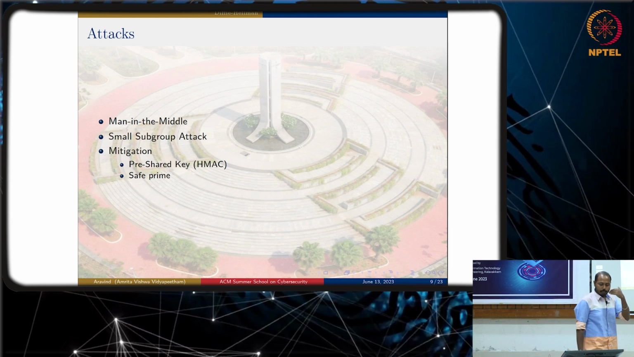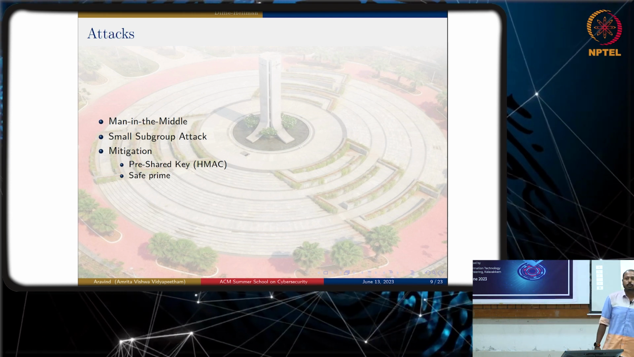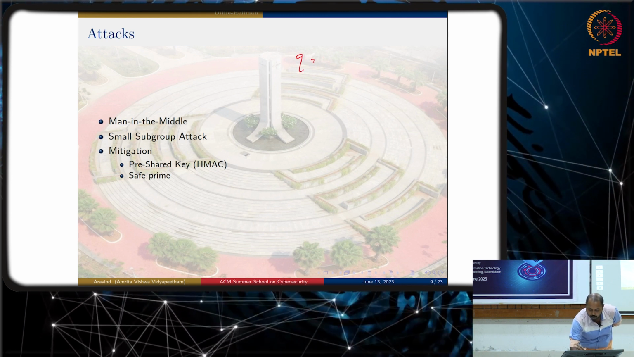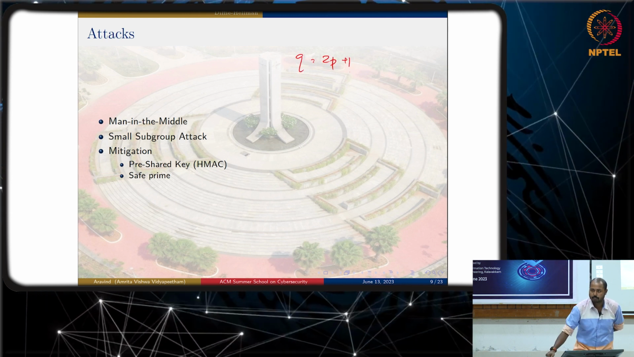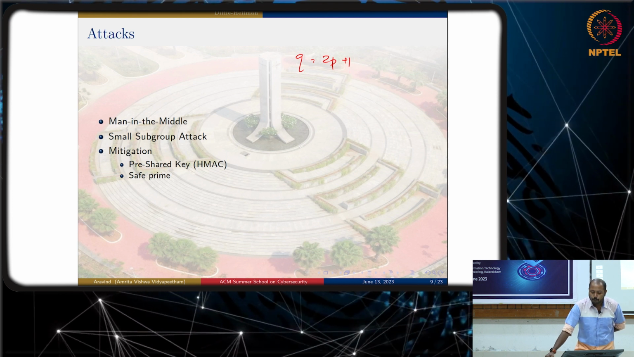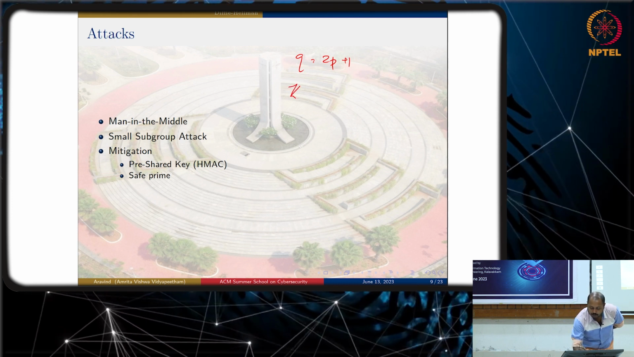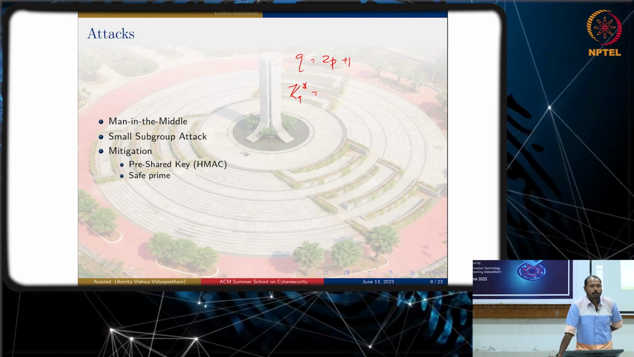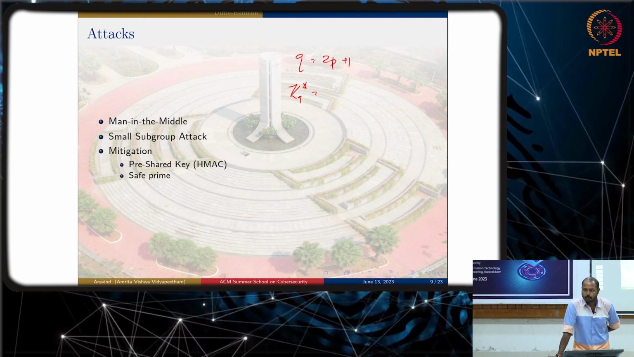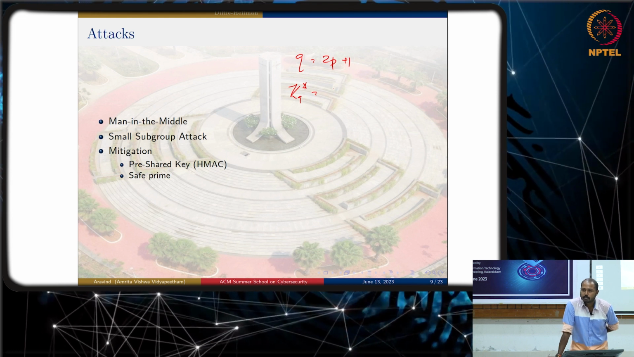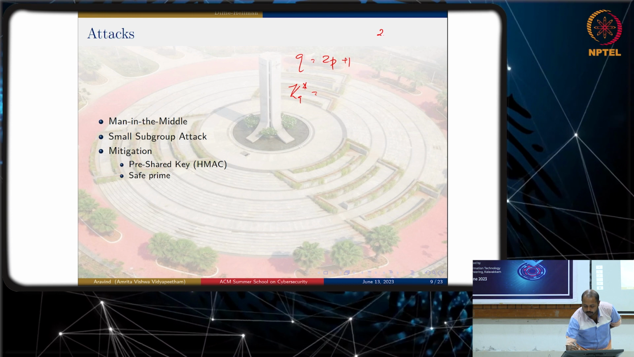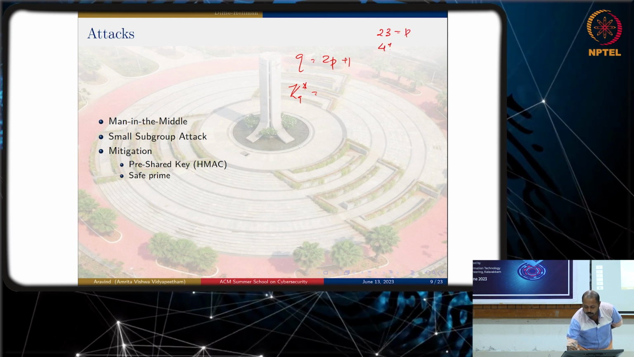To mitigate small subgroup attack, we will do something called safe primes, where the primes will be of the form Q equals 2p plus 1. If Q is of the form 2p plus 1 where Q and P are primes, what is the cardinality of ZQ star? I'll give you an example, say 23 equal to P and 47 equal to Q.